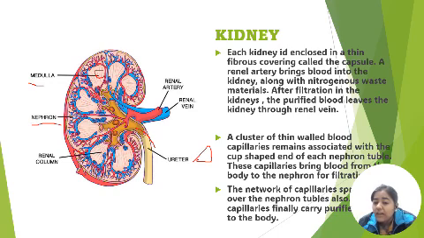A renal artery brings blood into the kidney, along with nitrogenous waste materials, for filtration by the kidney. The purified blood leaves the kidney through the renal vein. A cluster of thin-walled blood capillaries remains associated with a cup-shaped nephron tubule, and these capillaries bring the blood from the body to the nephron for filtration.